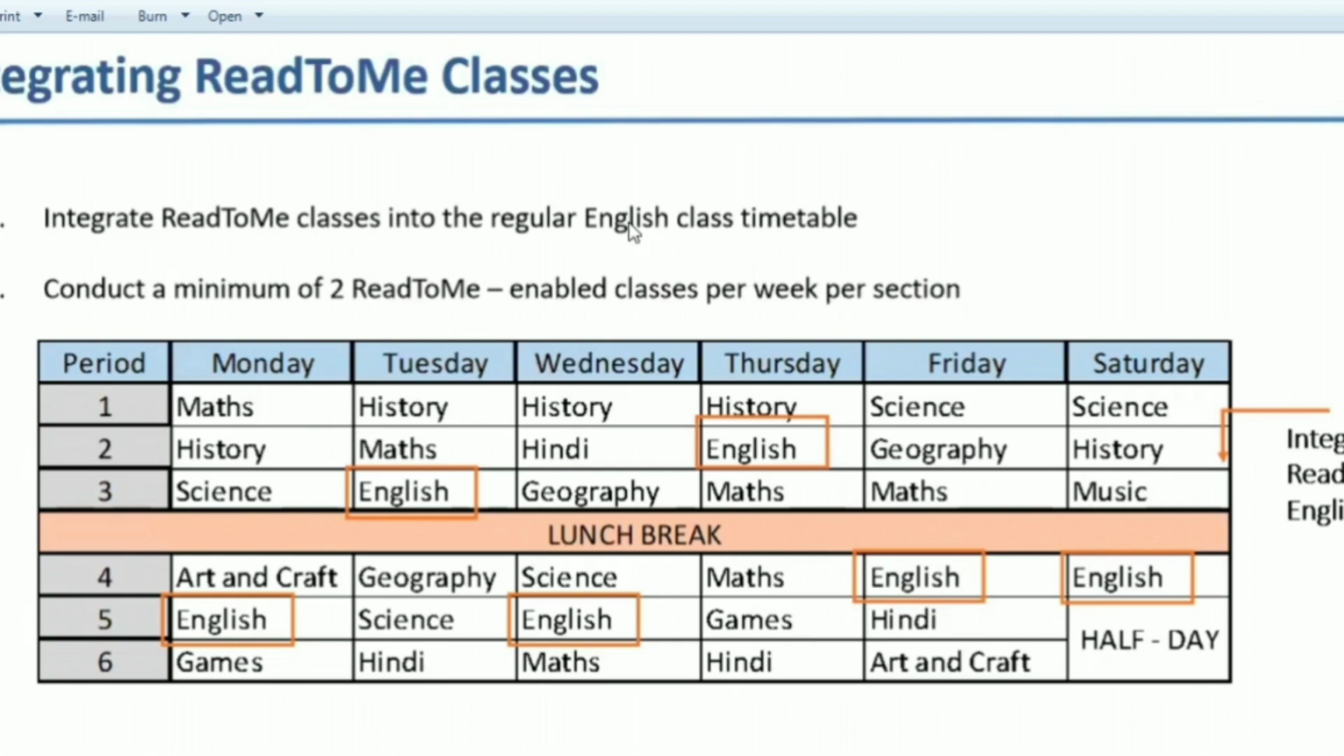Integrate Read2Me classes into the regular English class timetable. Conduct a minimum of 2 Read2Me enabled classes per week per section. That is, in 1 week you can have 2 periods for each class. Suppose it is 7th A, then you can have the 5th and the 2nd period. Or you can take any one. But taking only 2 periods is enough. Make it at least a minimum of 2 periods engaged per week per section. So integrate them in the regular class. No need to take an extra class for this virtual classroom.